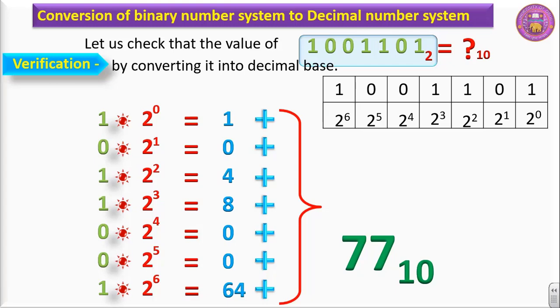This is the way that we can convert binary number to decimal and decimal number to binary number.